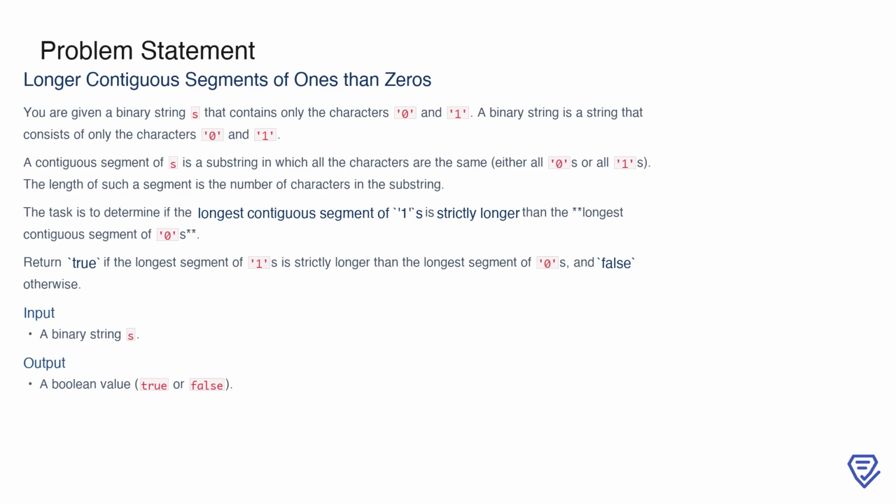The task is to determine if the longest contiguous segment of 1s in the string is strictly longer than the longest contiguous segment of 0s. In other words, if the length of the longest group of 1s exceeds the length of the longest group of 0s, we return true. Otherwise, we return false. The output is a Boolean value that directly answers this question.